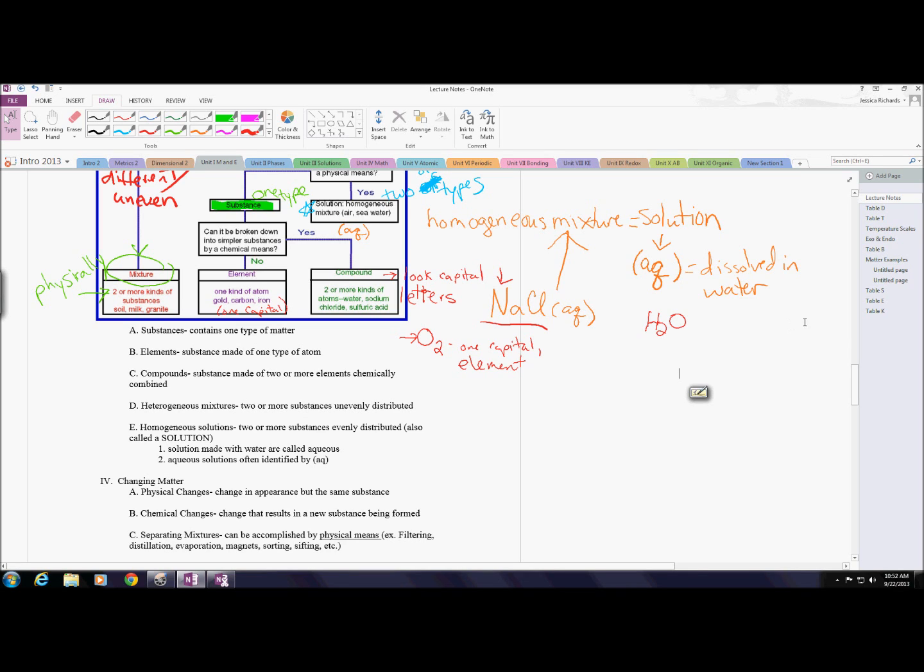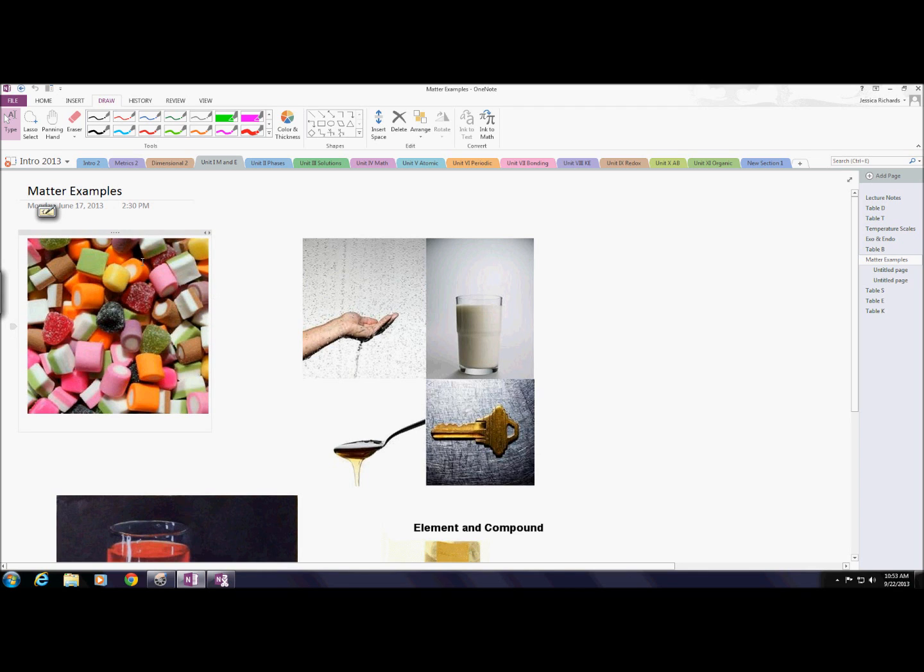Heterogeneous mixture, two or more substances unevenly distributed. Homogeneous solution is two or more substances evenly distributed. Keep in mind that homogeneous and heterogeneous are adjectives. A homogeneous mixture is a solution. Solutions with water are called aqueous. We use the AQ. So if we look at some pictures of things, if I had a big vat of candy, I'd go to one of those stores, unevenly mixed. There's definitely a bunch of different substances in here. This would be a heterogeneous mixture. So this one's heterogeneous.